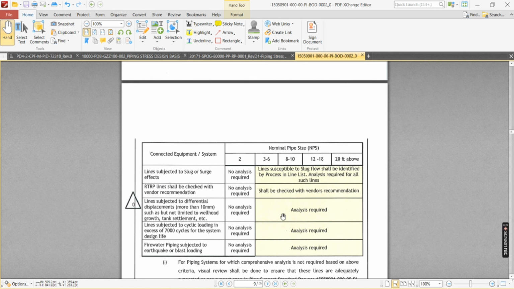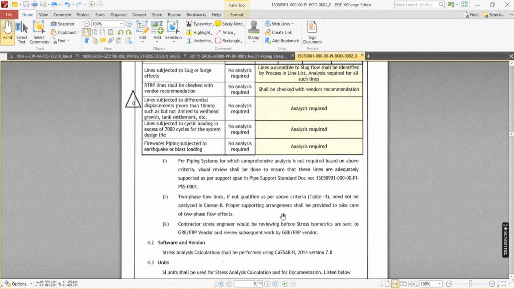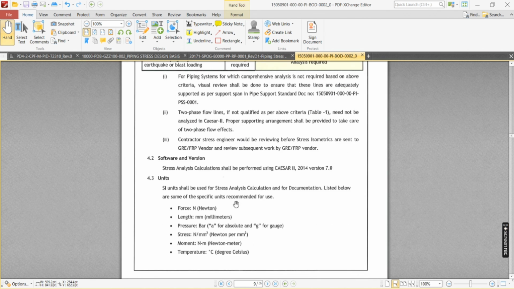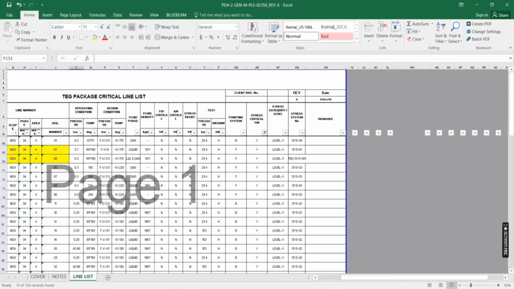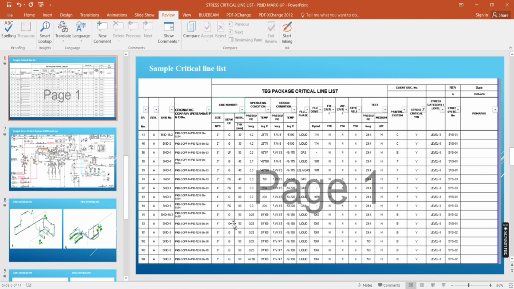And lines which are subjected to two-phase flow, that is slug formation and surge water hammer. If a line is subjected to water hammer, then those lines you need to consider for analysis. And fire water lines subjected to earthquake or blast loading will be considered as critical lines. So you need to follow the criteria based on the design basis.